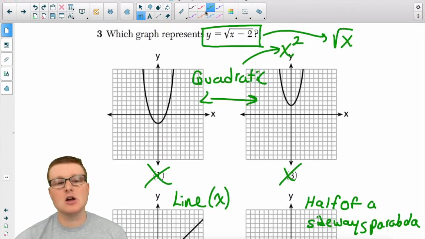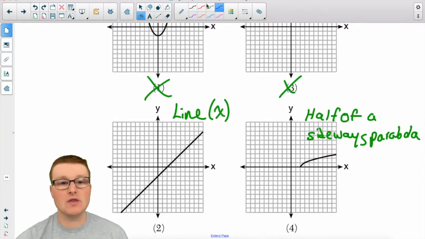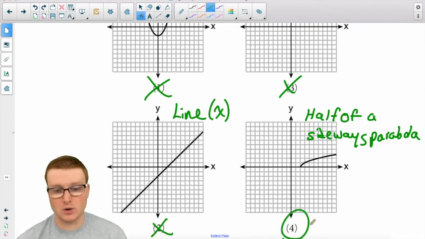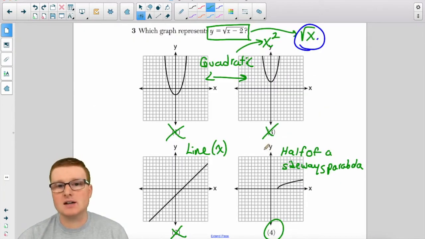But then again, we have the square root of x. It's not the same thing as x. So that is incorrect. Your answer is choice 4. Now for the majority of you, you don't know that off the top of your head.